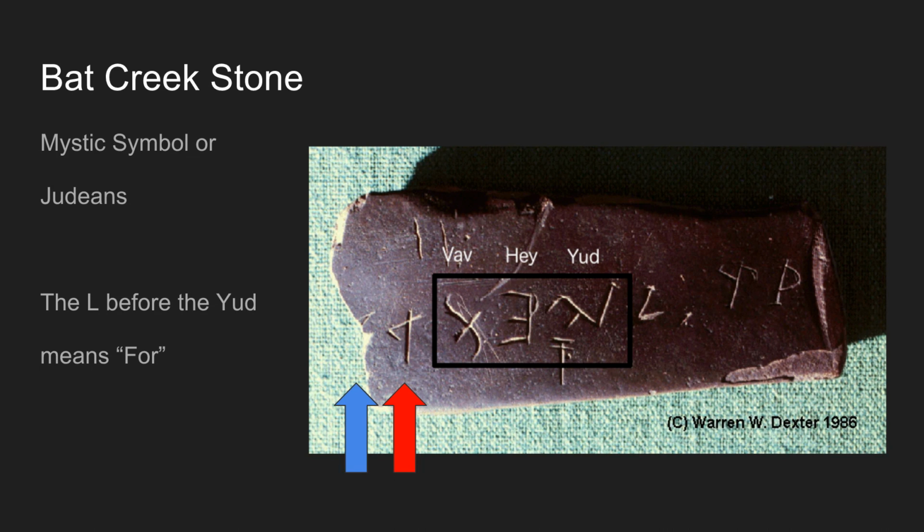And what we don't know is if the Tav or Dalet belongs to Yod He Vav. If it does, then it probably means Judeans. However, if the Tav or Dalet actually belongs to the next word, which is broken off from the stone and we can't tell what it is, then in reality, the Back Creek Stone says, for the people of God.